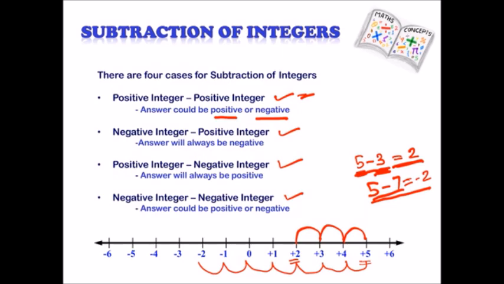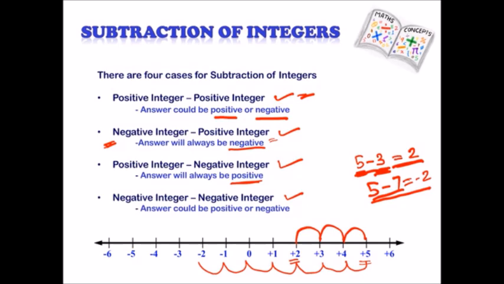Now we know that any negative number is smaller than any positive integer, right? Any positive number. That means I am always subtracting a bigger number from a smaller number in the second case. So the answer will always be negative. Okay, that's why the answer will always be negative. In the third case, the same rule applies. Positive integer minus negative integer. A negative number is always smaller than a positive number, so the answer will always be positive. Okay, I'm always subtracting a smaller number from a bigger number here, that's why the answer will always be positive here.